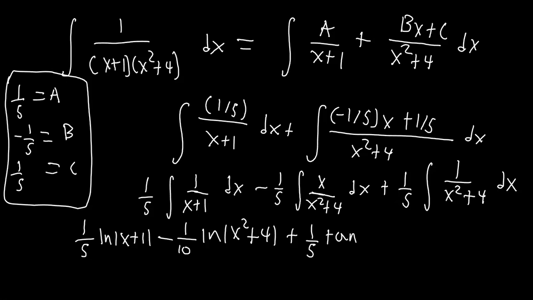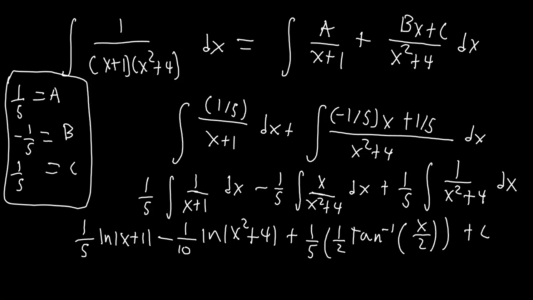1/5 times, or not 1/5, my bad. We have 1/5. We could write this as 1/10, but for now I'll just simplify it later. So 1/5 times 1/2 of tangent inverse of x, and then our a value is 2. That's why we wrote the 1/2 here. Okay, x over 2, plus c.